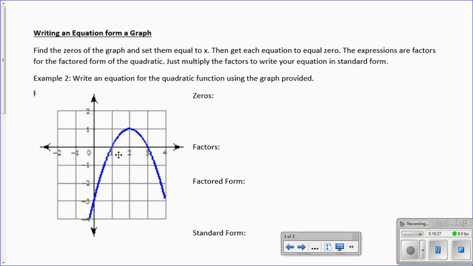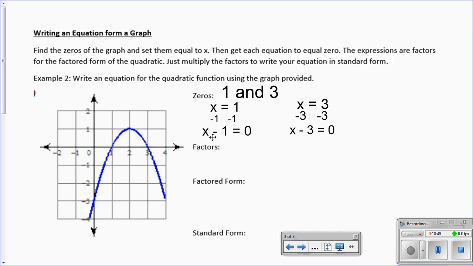So let me explain. Zeros here are at 1 and 3, okay? So we're just going to set them equal to x. So x equals 1 and x equals 3. Then we're going to try to get it to equal 0. So we're going to move these numbers over. So I subtract 3 from both sides, so I get x minus 3 equals 0. That I want it to equal 0. Do the same thing for the 1, subtract 1 from both sides. I get x minus 1 equals 0. These things that equal 0 are our factors, okay, of the polynomial.